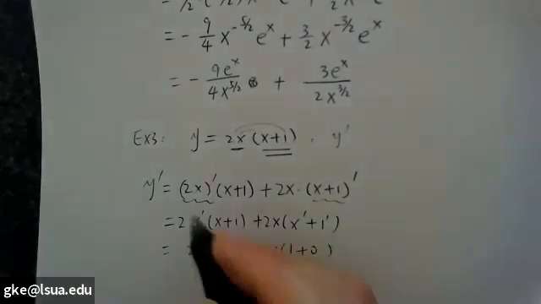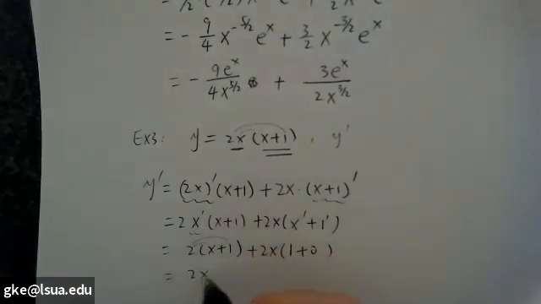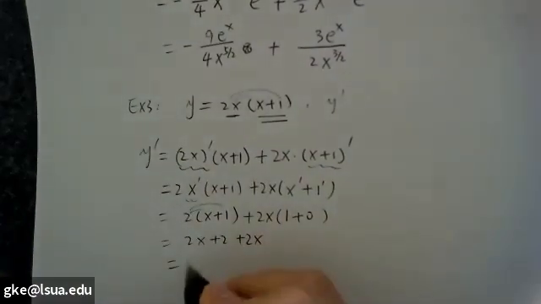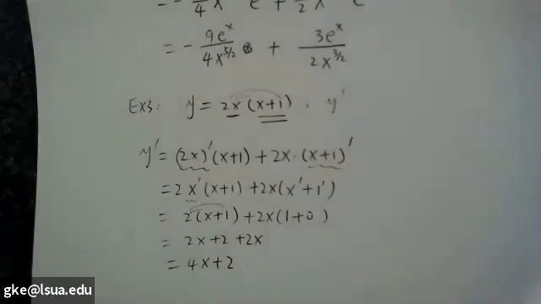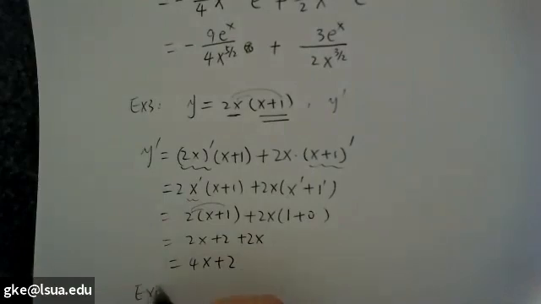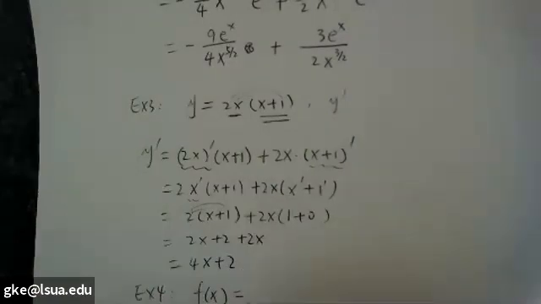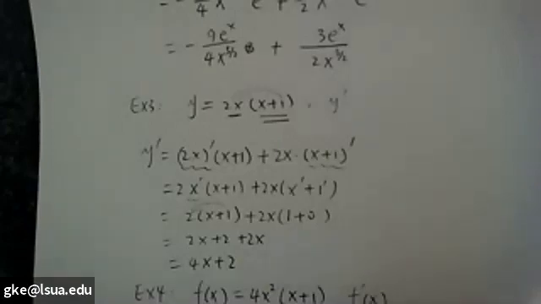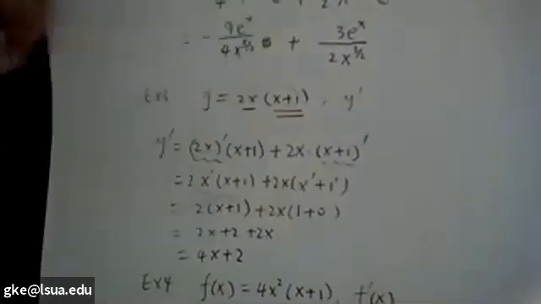Okay, so distribution: 2x plus 2, 2x. You're going to get 4x plus 2. That's it. Now I'm going to give you an example and let you try it. f(x) equals, for example, a polynomial, 4x squared times (x plus 1). Try to use the product rule to calculate this derivative.